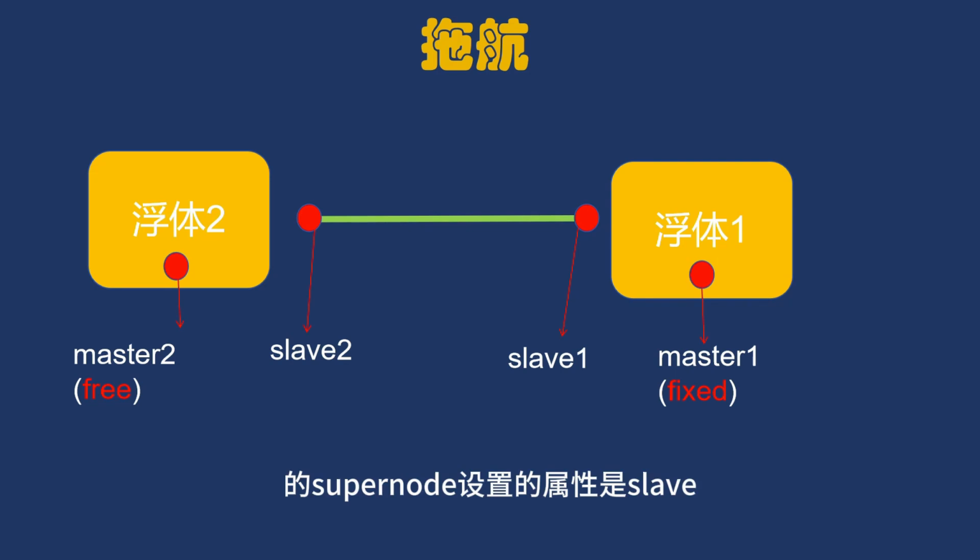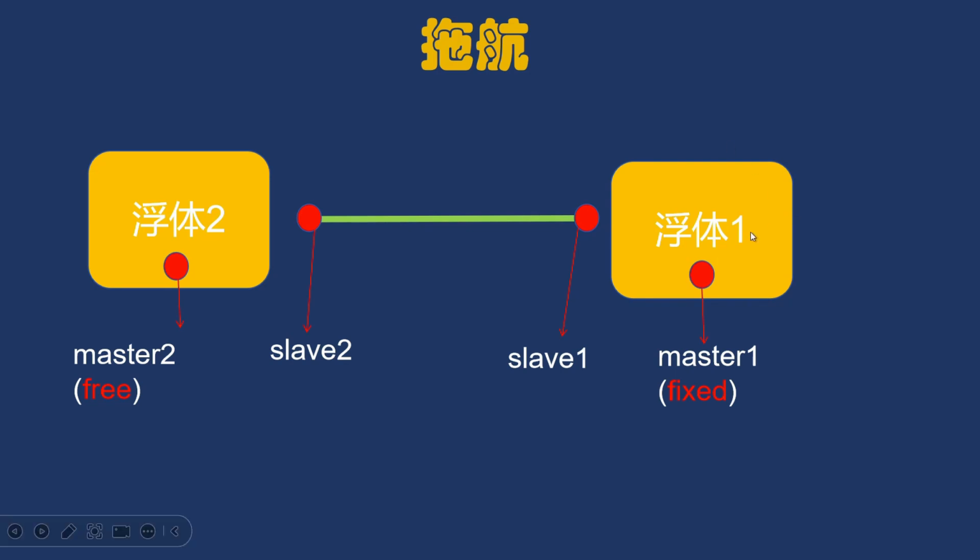This node is set with the attribute slave. You can also understand it as this end of the cable moving together with the floating body, meaning the floating body pulls this point along as it moves. Then, after this point moves, it pulls the cable along. Alright, next. The other end of the cable.